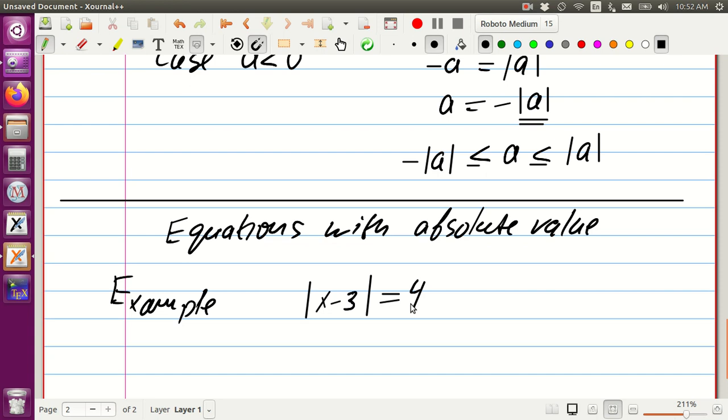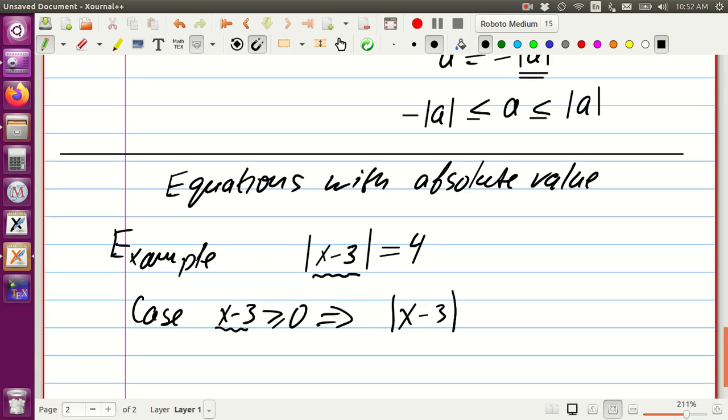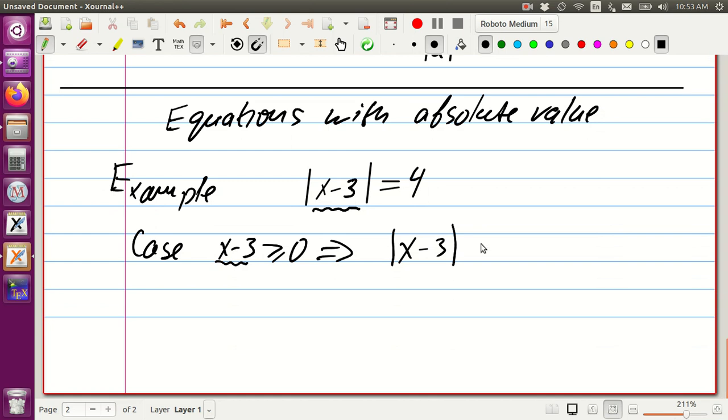So what is the problem with absolute values? That we almost always have to consider a few cases. Suppose the inside of the absolute value is greater or equal than 0. This would be our first case. x minus 3 is greater or equal than 0. And this would imply what? This would imply that if you take an absolute value of x minus 3, since the inside is greater or equal than 0, I just wrote the definition a little bit before, so if the inside is greater or equal than 0, then the absolute value is equal to its inside. So we would have x minus 3.